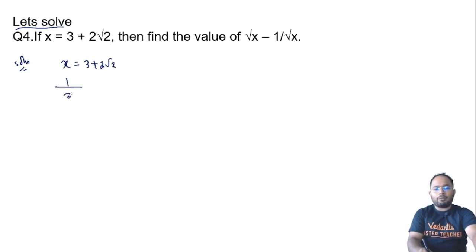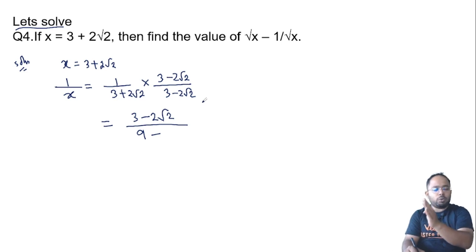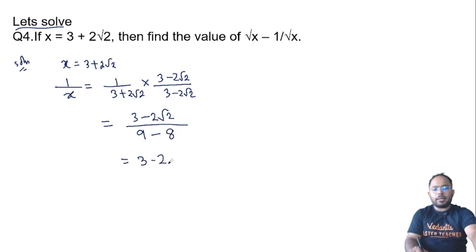Now what is our 1 by x? It would be 1 upon 3 plus 2 root 2. If we rationalize it, multiply by 3 minus 2 root 2 by 3 minus 2 root 2. Now on rationalizing, what do we get? 3 minus 2 root 2 by 3 square is 9 minus 2 root 2 into 2 root 2. 2 2s are 4, into root 2 into root 2 is 2, so 4 2s are 8. Okay, so it gives 8. So ultimately what we get? 3 minus 2 root 2, because 9 minus 8 is 1.